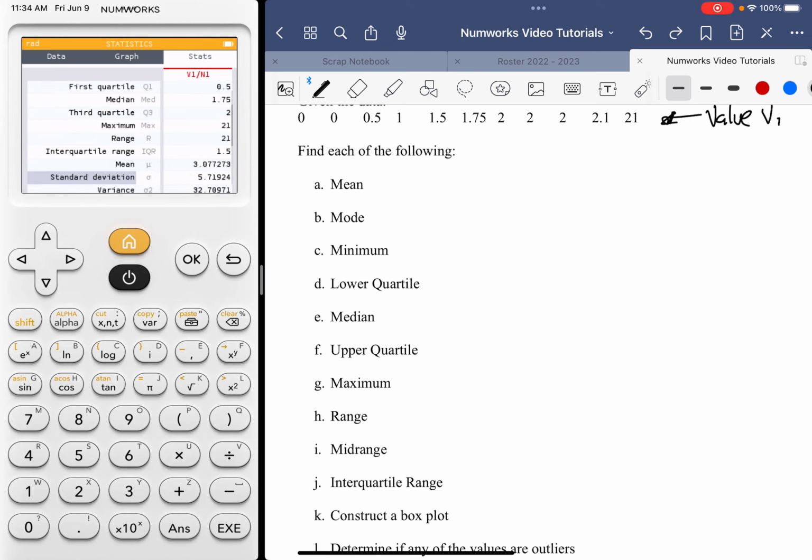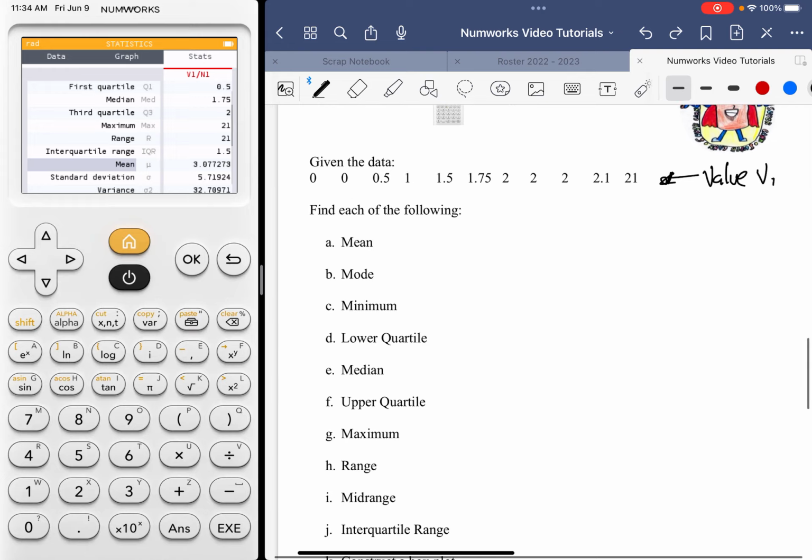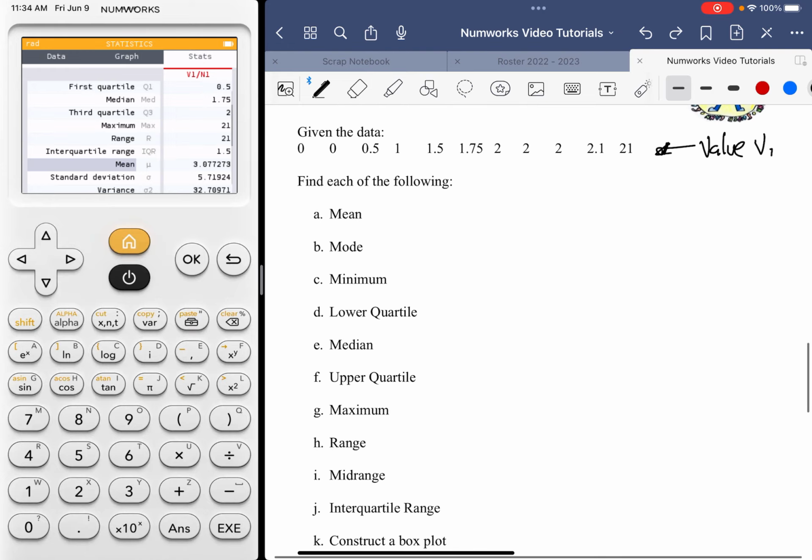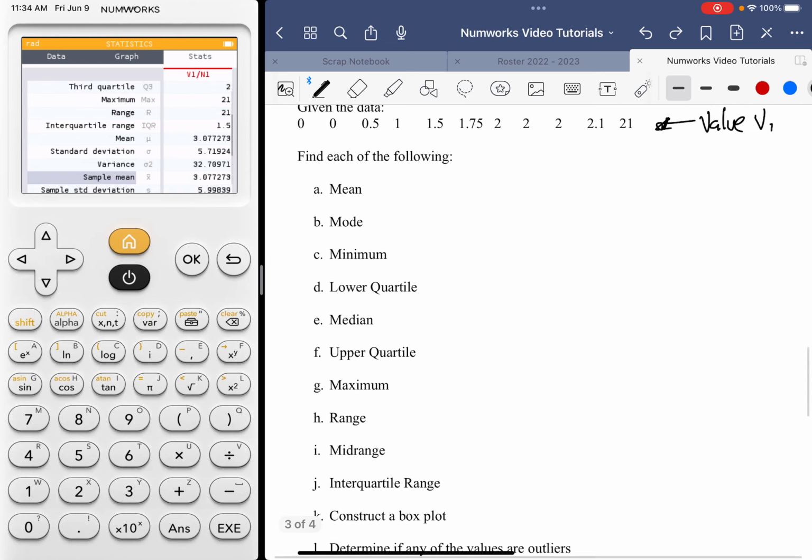Now you'll have two types of means here. You'll have the population mean or the sample mean. We don't have any indication that this is an entire population of data, so we'll assume it's a sample mean. So that's the X bar. X bar is equal to 3.0773.